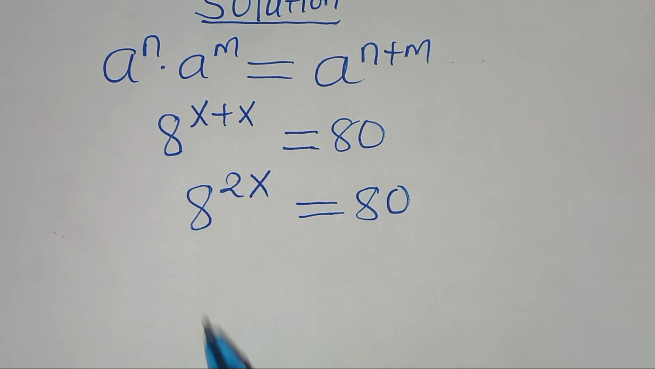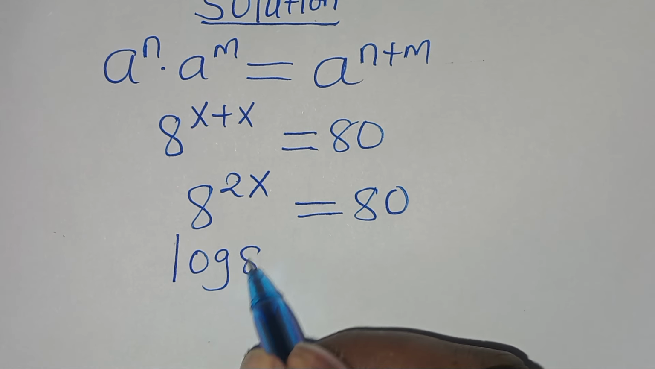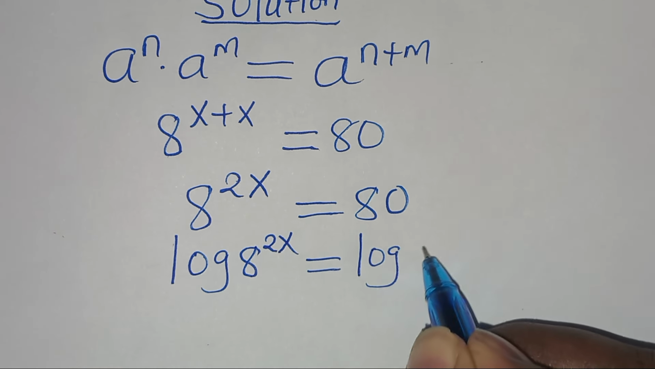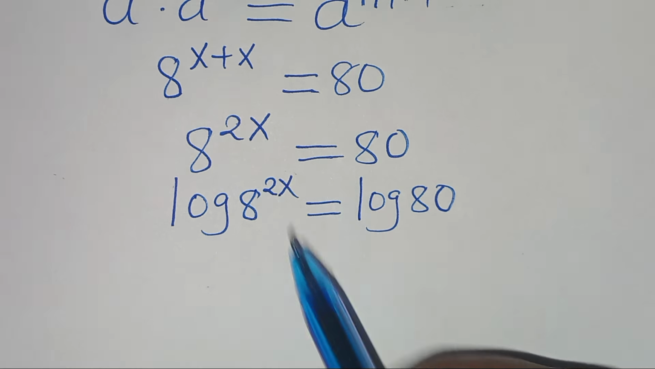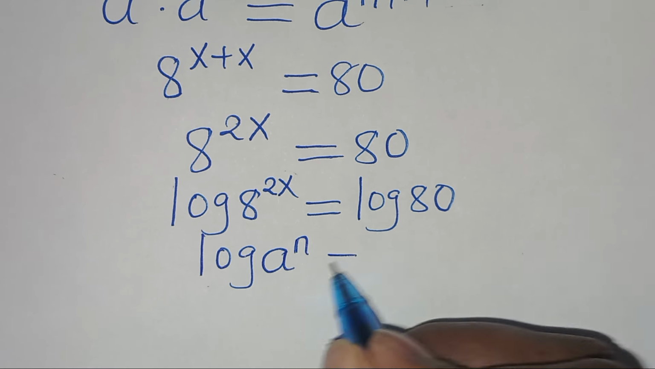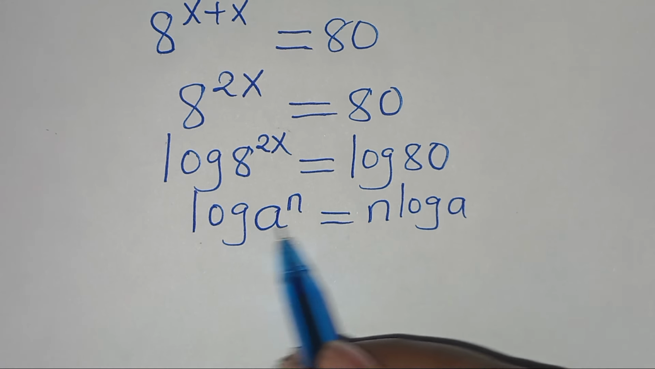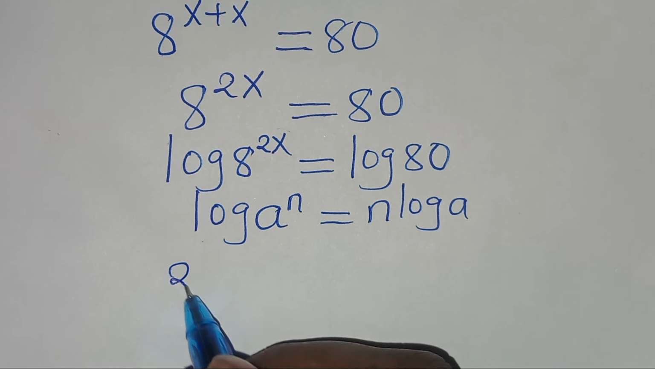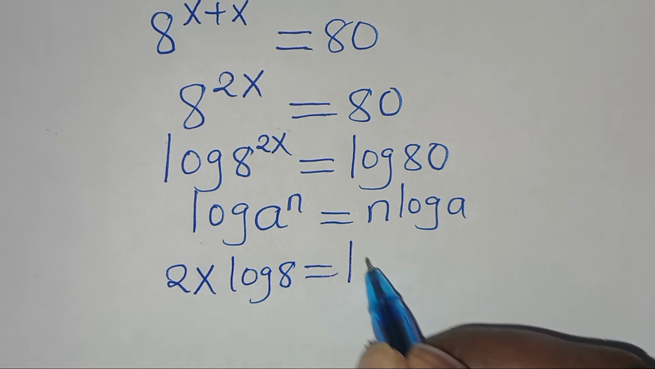To solve for x here, we introduce logarithm on both sides so that we have log 8 to the power of 2x. This is equal to log 80. Now, log 8 to the power of 2x, this is in the form of log a to the power of n, which we can express as n log a. Applying this power rule property, then log 8 to the power of 2x becomes 2x log 8. This is equal to log 80.